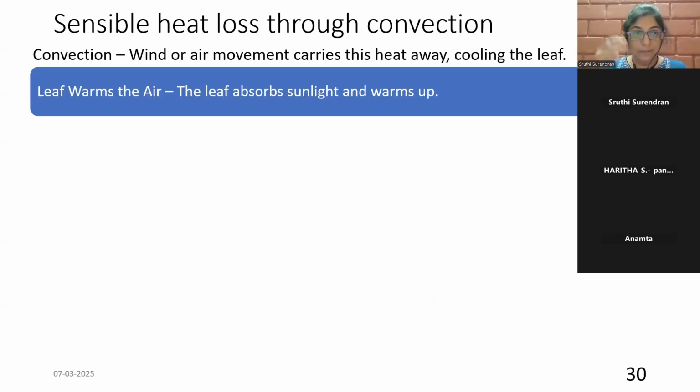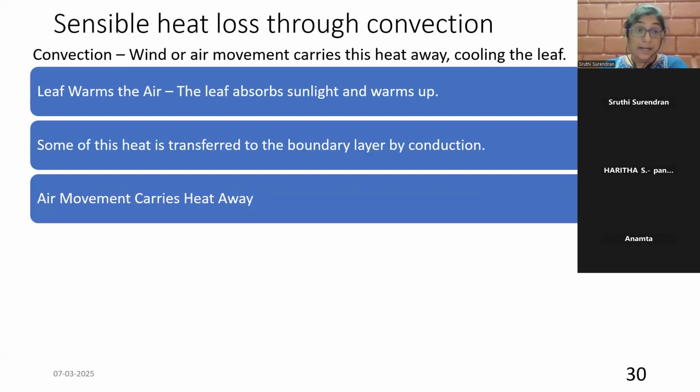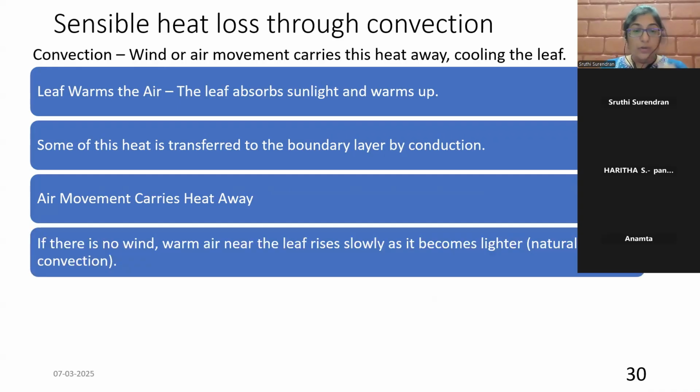So when the leaf warms the air, some of the heat is transferred to the boundary layer by conduction, and air can carry away this heat which is lasting in the boundary layer. So if there is no wind, because of the density of warm air, which is lighter than cold air, it will slowly rise back into the atmosphere.